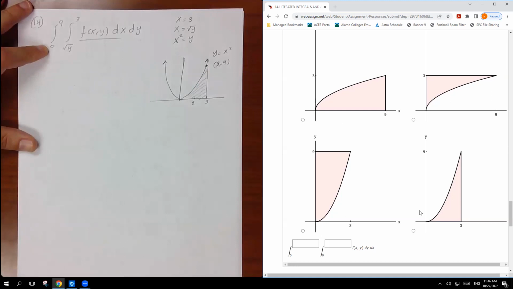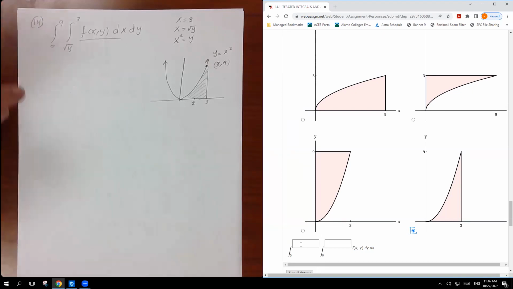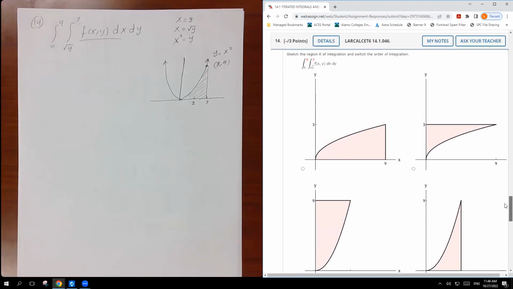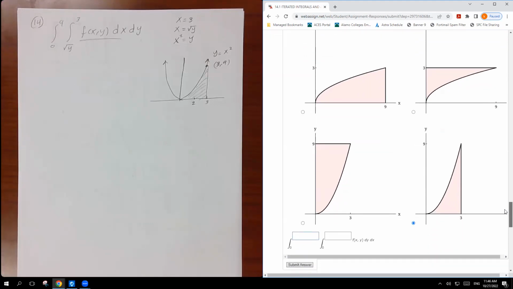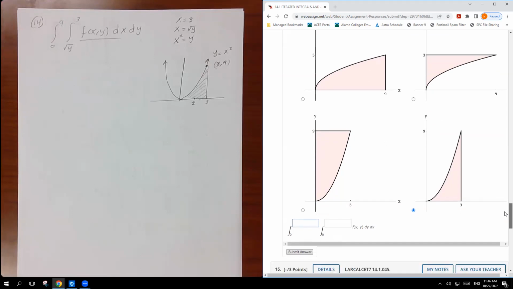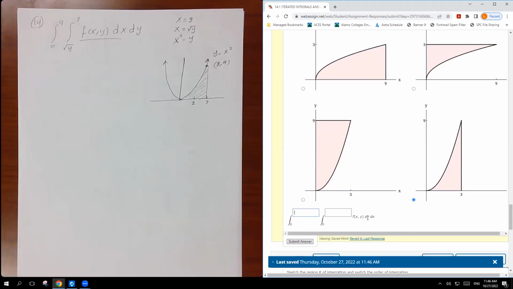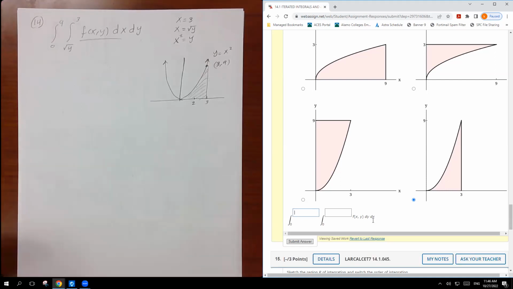That means we're going to choose this one. And now we're going to write down the boundary from 0 to 9. Is that the same dy? No, dx. The second one is the opposite thing. So the second one, we're going to find dy dx. So we're going to go back here.